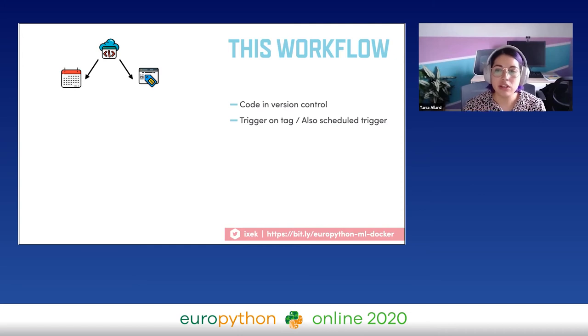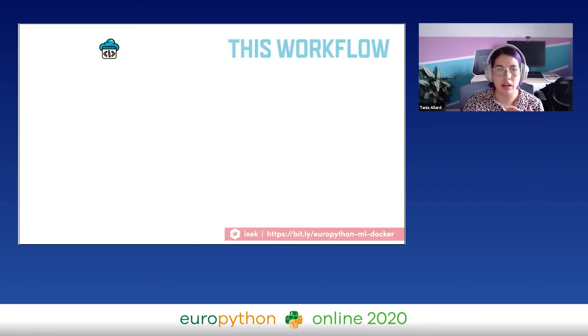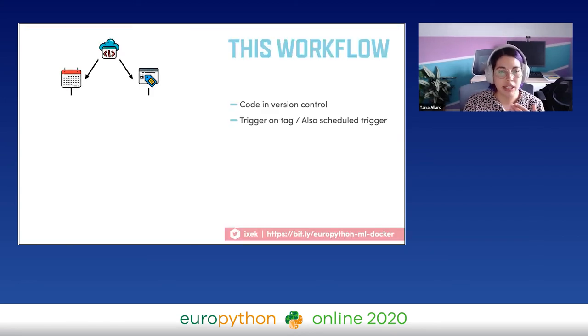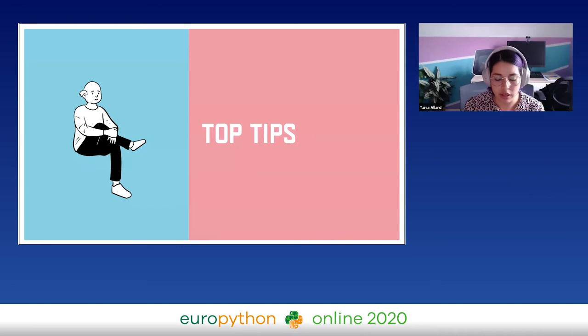So this makes your workflow much, much easier because you have your code in version control, and whatever you're using to build your images, whether it's a Dockerfile or repo2docker, you can have your triggers on tags, your schedule triggers, build your image, push, and then you can use that. And everybody can use this readily from your repository.